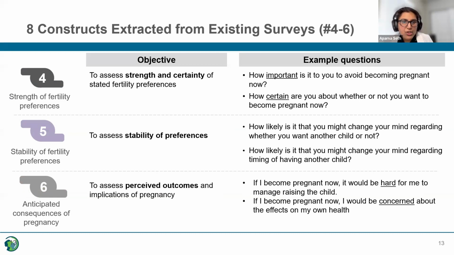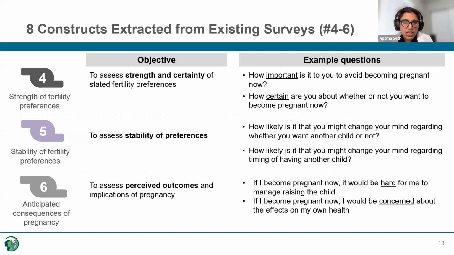The fifth construct was around stability of these fertility preferences by asking questions such as how likely is it that you would change your mind regarding whether or not you want to have a child, or change your mind about the timing of when you want to have that child or not.